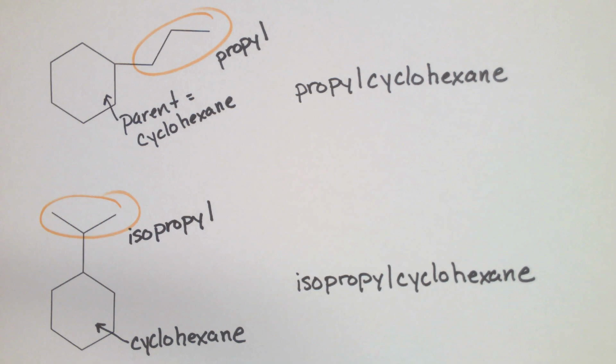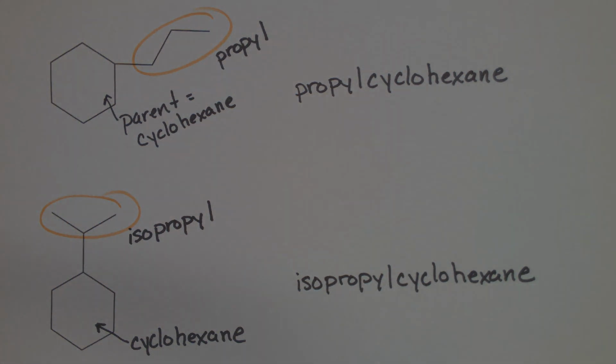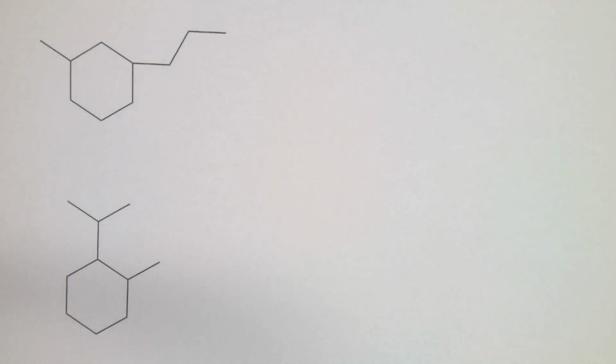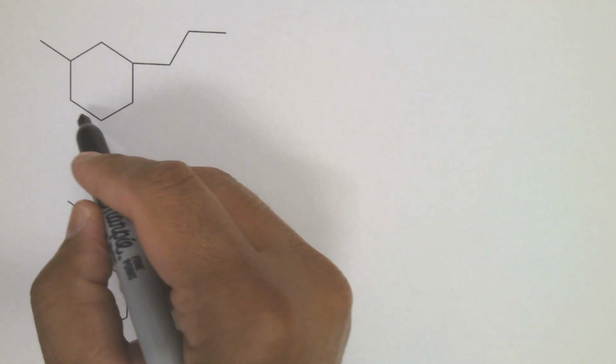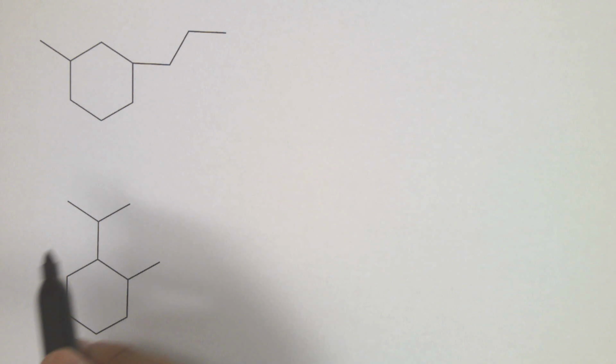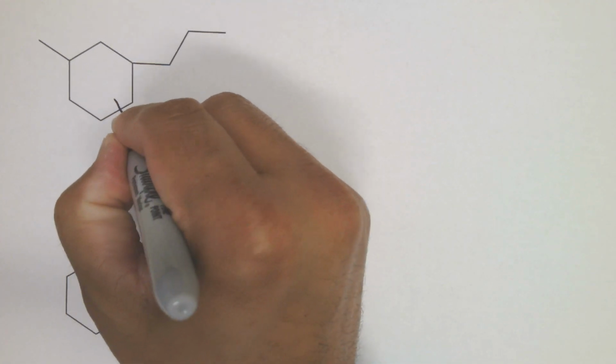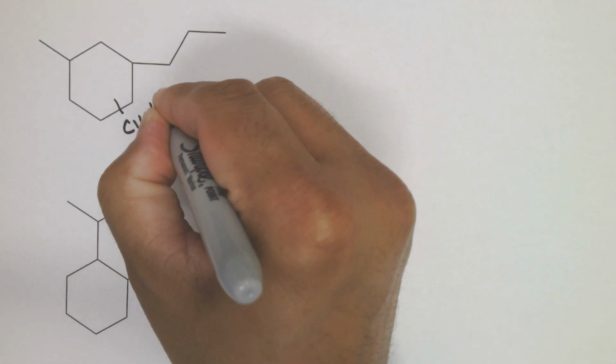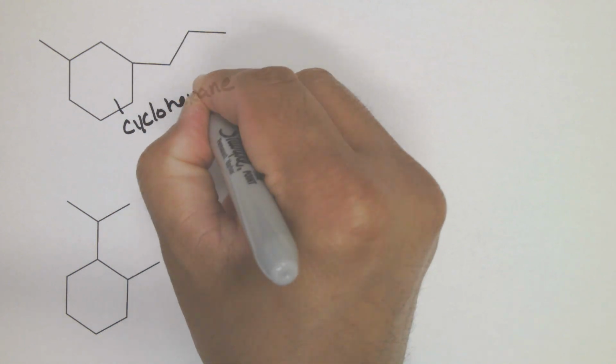Now let's practice naming some di-substituted cycloalkanes. So here are 2 examples of di-substituted cycloalkanes. You may notice I'm using very similar examples to our first examples of the cycloalkanes. So again, here we have the 6-carbon ring. So this would be the parent. Again, this is a cyclohexane. It's a 6-carbon ring.